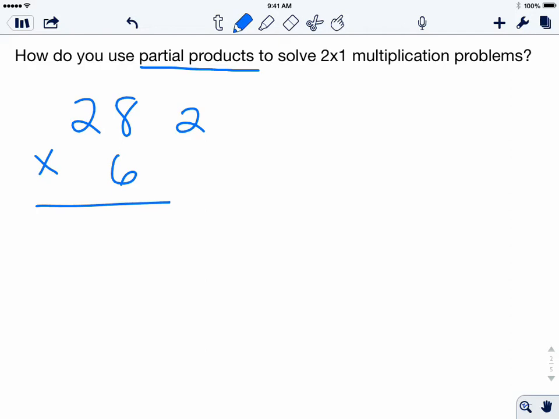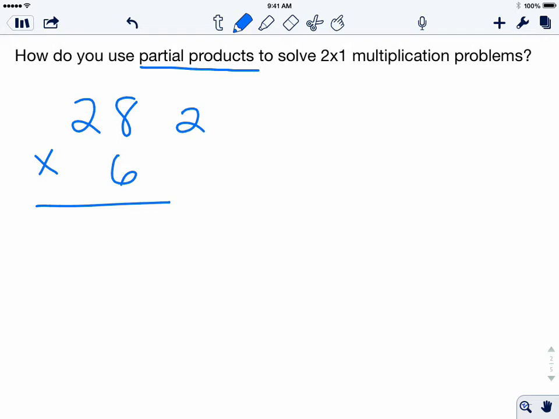Good afternoon, everyone. In this video, you're going to answer the question, how do you use partial products to solve 2x1 multiplication problems? Now, partial products is a wonderful, really cool method for solving multiplication problems, and it really mixes in your great knowledge of basic facts with some addition.